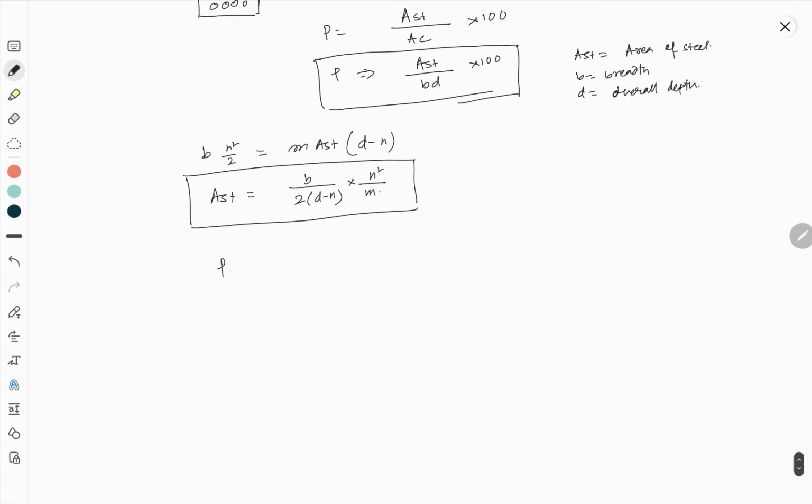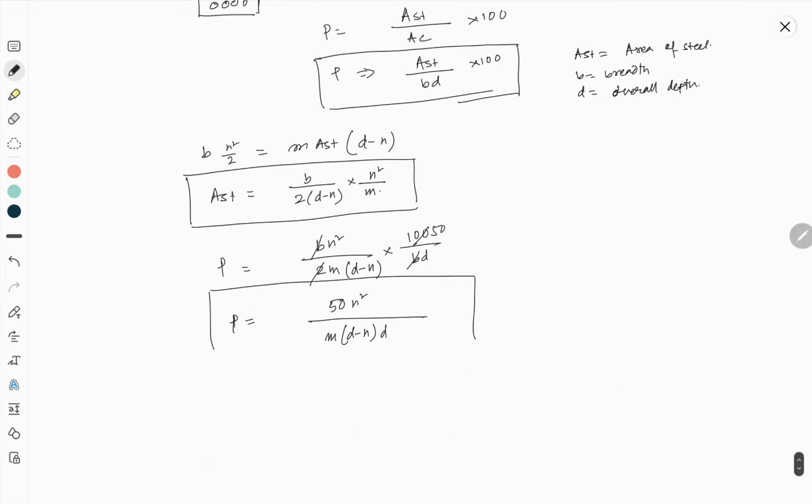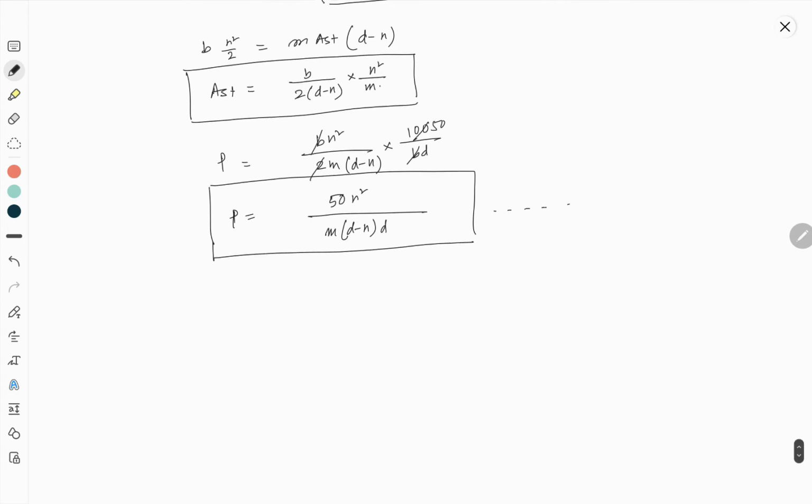Okay, so percentage of steel equal to AST, that means B n square by 2m (D minus N), into 100 by BD. So B, B cut out, and 2 here gives 50. So P equal to 50 n square by m (D minus N). So this is another way you can find P in terms of m and n. But you can still simplify more.